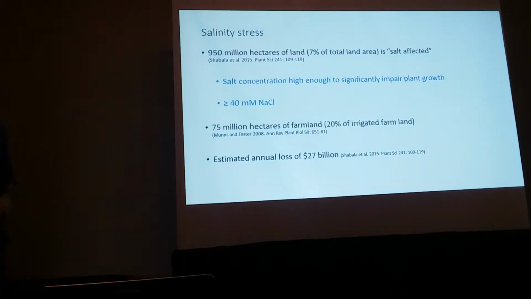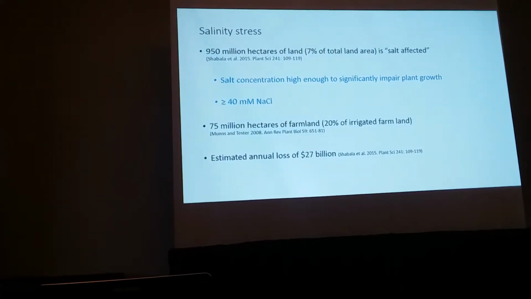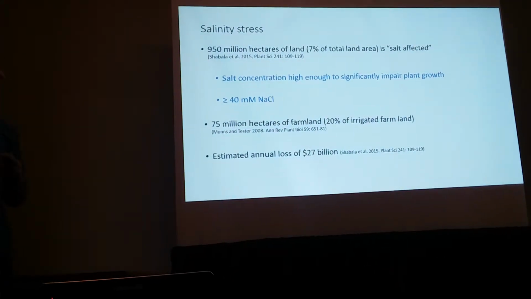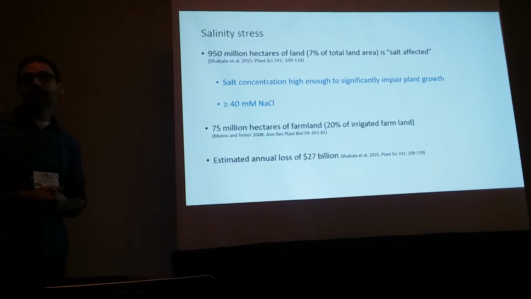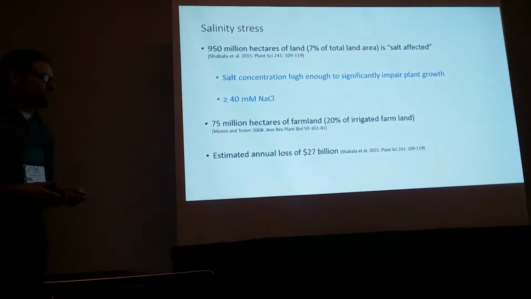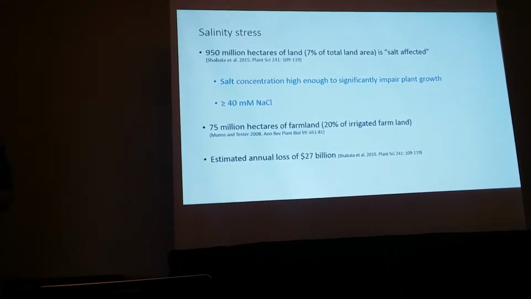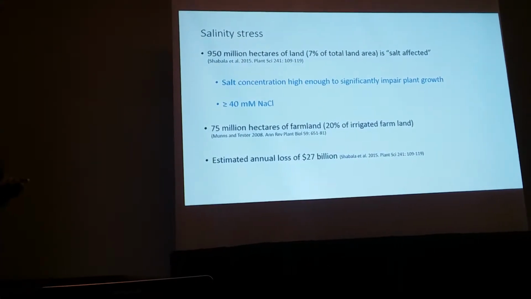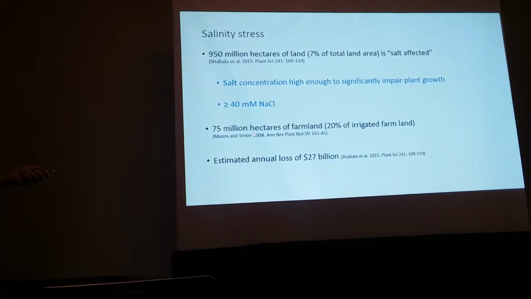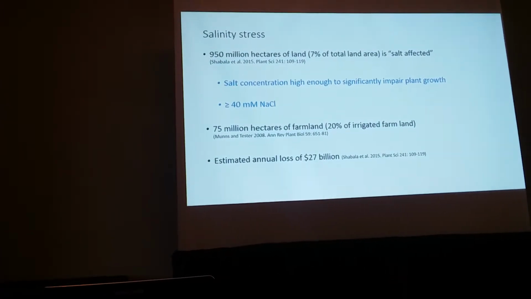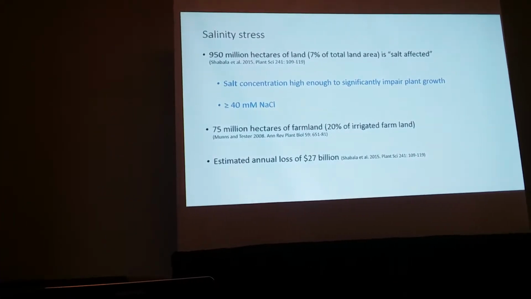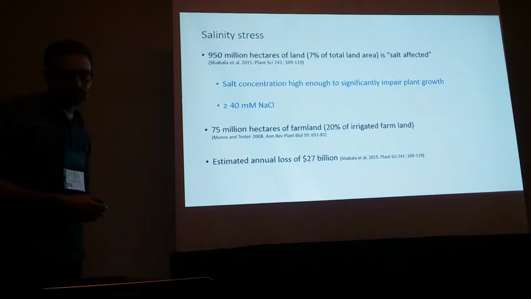Okay, so as I said, salinity stress is a major abiotic stress of plants. It's estimated that 950 million hectares of land, or 7% of the total land area on Earth, is salt affected. That's typically defined as having a salt content of 40 millimolar or greater, and this is enough to significantly impair growth of most plants. This includes 75 million hectares of farmland, and within that includes 20% of all irrigated farmland. This results in an estimated annual loss of $27 billion.